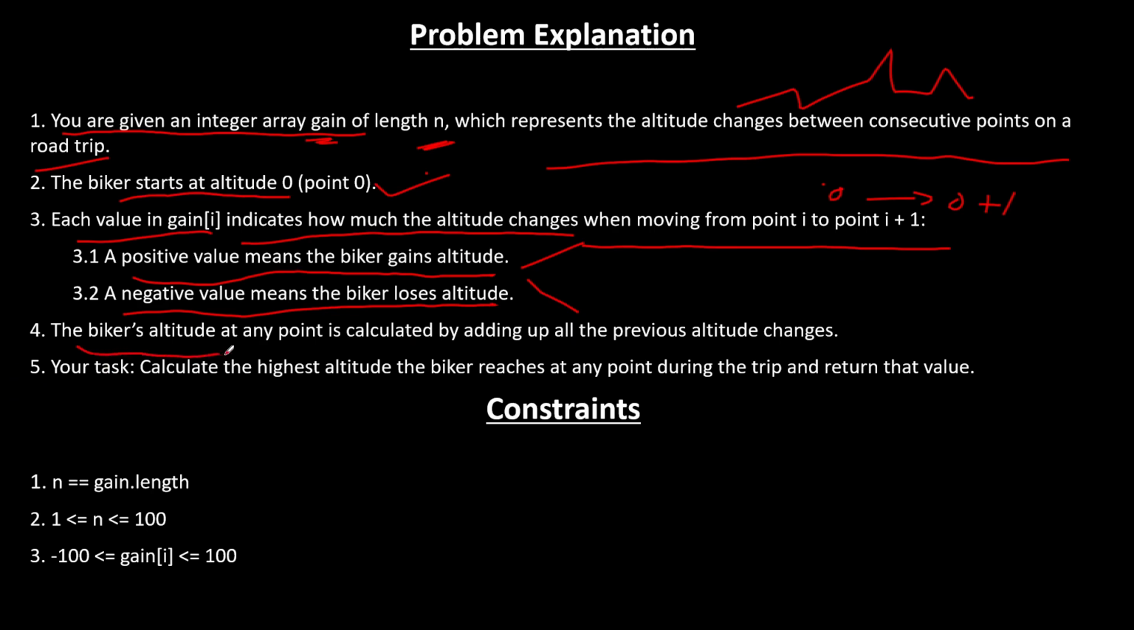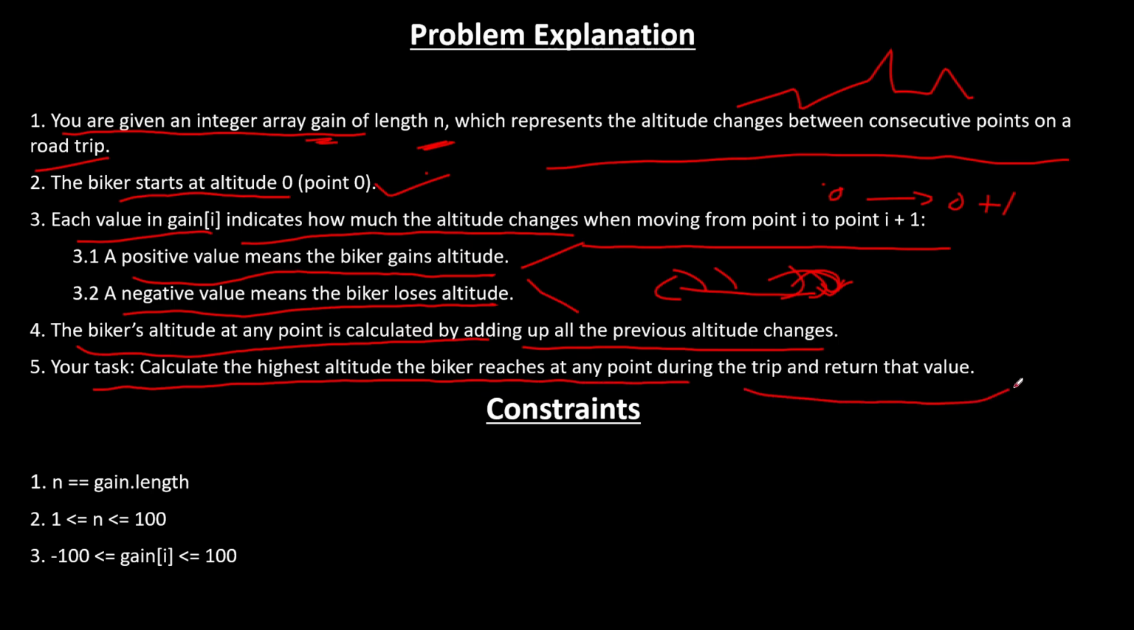The biker's altitude at any point is calculated by adding up all the previous altitude changes. Okay. So basically, whatever altitude changes we had till here, we keep on summing it according to the question, and the newest value which we get should be the sum of this plus the current one, right? Our task is to calculate the highest altitude the biker reaches at any point during the trip and return that value. Fine.